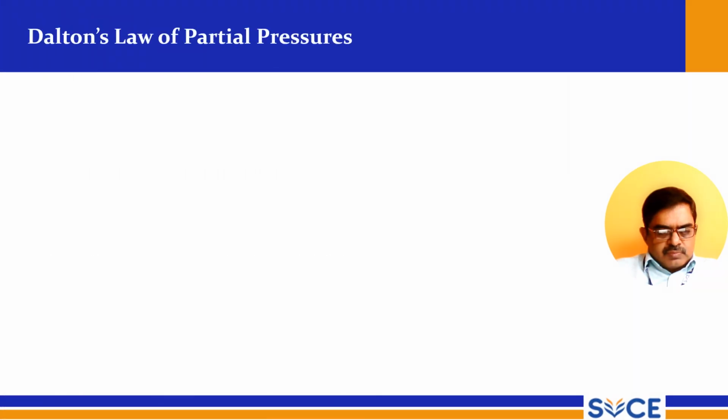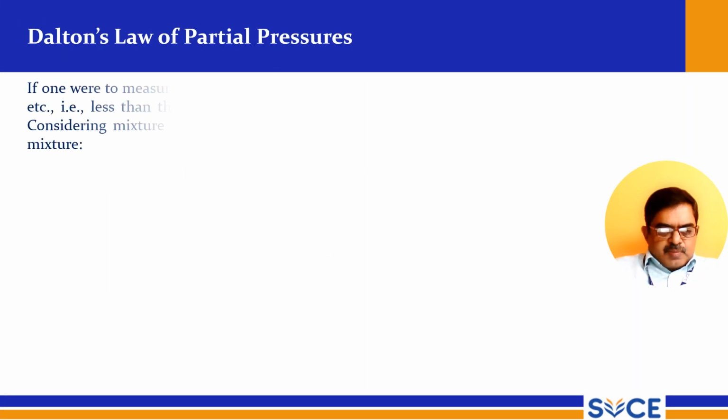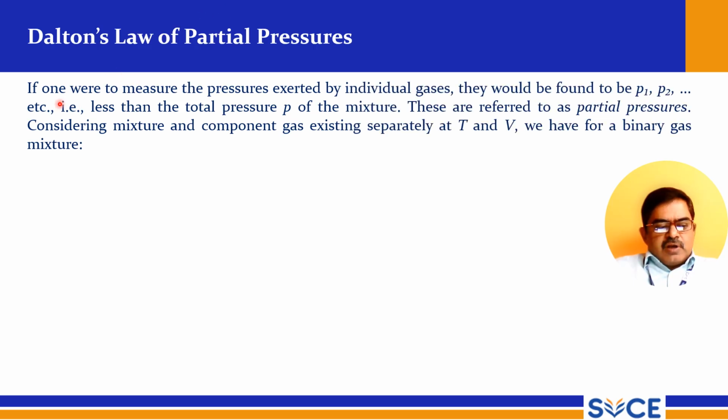So Dalton's law of partial pressures. If one were to measure the pressures exerted by the individual gases, they would be found to be P1, P2, P3, etc., each less than the total pressure of the mixture. So when we see P1, P2, definitely each one will be lesser than the total pressure in that mixture. So these are referred to as partial pressures.